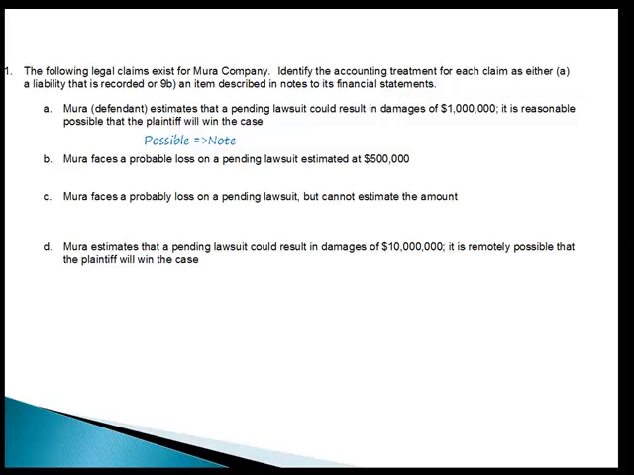B, Mura faces a probable lawsuit on a pending lawsuit estimated at $500. Here it's probable and we know the dollar amount, record a journal entry. C, Mura faces a probable loss on a pending lawsuit but cannot estimate the amount. It's probable, but we don't know the dollar amount, so we can't put it in a journal entry. It goes into a note. And finally, D, Mura estimates that a pending lawsuit could result in damages of $10 million, but it's remote. If it's remote, you do nothing. Even though it's the biggest lawsuit here, if that attorney deems that it's remote, you do nothing.